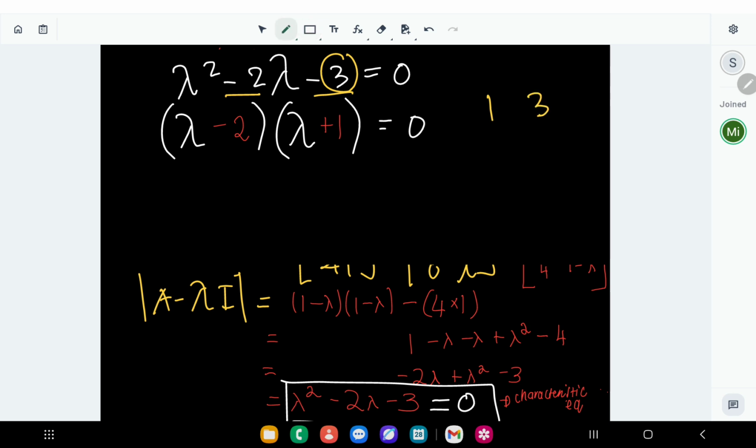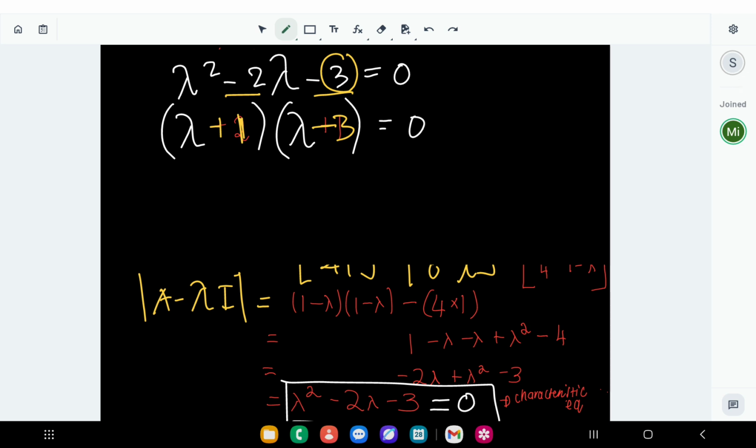So 1 and 3. But it's negative 3. It could either be negative 1 or positive 3, or 1 or negative 3. But the middle coefficient is negative 2. So that means the larger number should be negative. So it should be lambda plus 1, lambda minus 3. Yeah? You can always check it using the FOIL. See? 1 times negative 3 is negative 3. Then 1 times lambda, negative 3 times lambda, so negative 2 lambda. See? So that's how to factor that.